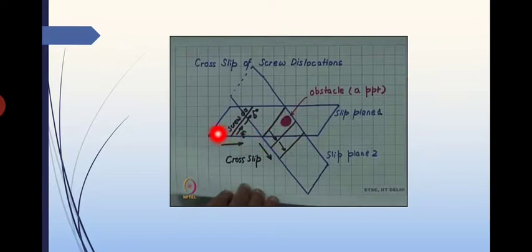Once this screw dislocation reaches this point before the obstacle, there is a possibility that the slip will change its direction and propagate through another slip plane. See here, slip will be propagating in this direction. So in this case the screw dislocation can move freely along this slip plane without reaching this obstacle. That is what is happening. Because of this other slip plane available for the movement of the screw dislocation, the dislocation will be moving freely.